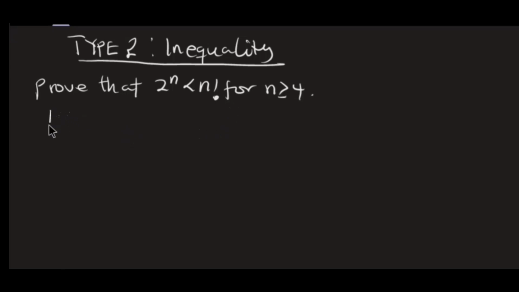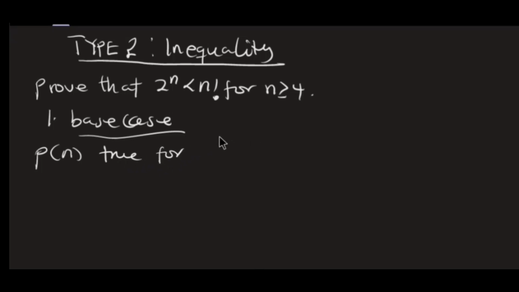So the first step we are going to use is the base case. The base case is the step for proving that this statement is true for the least value of n. So my statement P of n should be true for what's the least number of n? This statement will hold only when n is greater than or equal to 4. So the least number is 4, so it should be true for n equals 4.